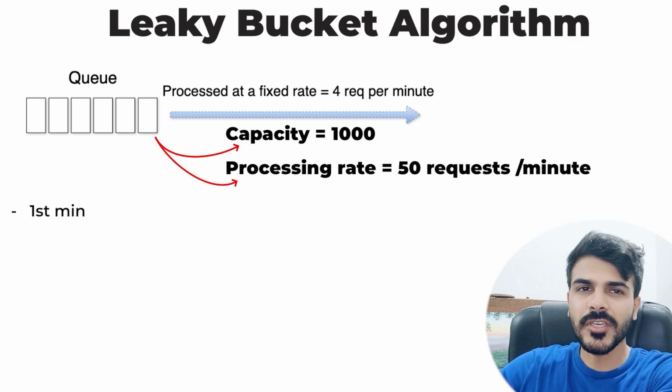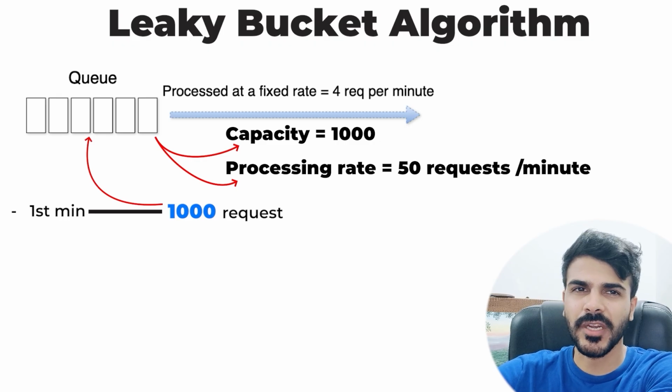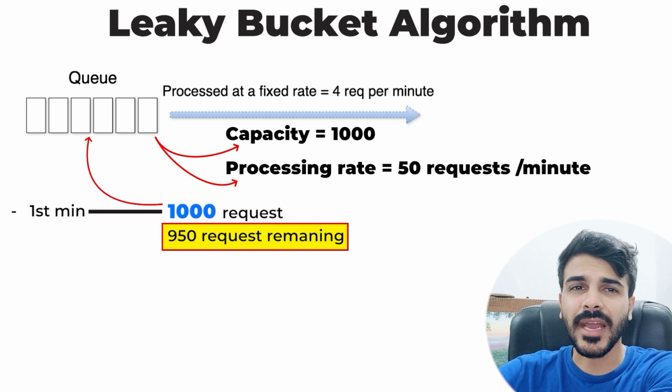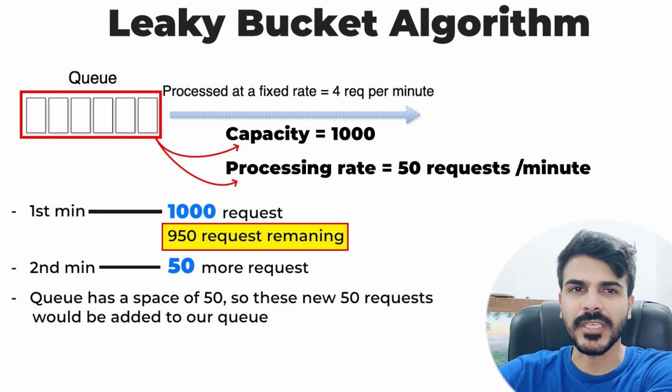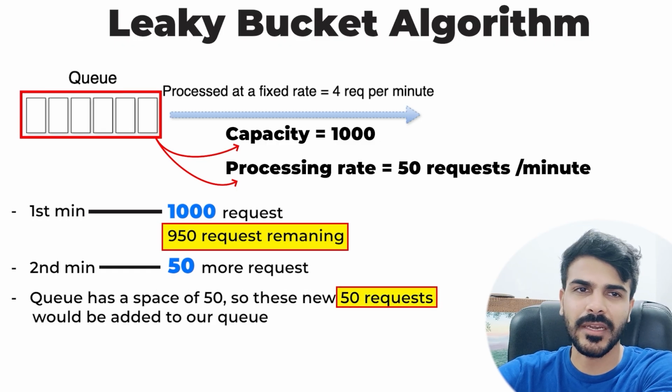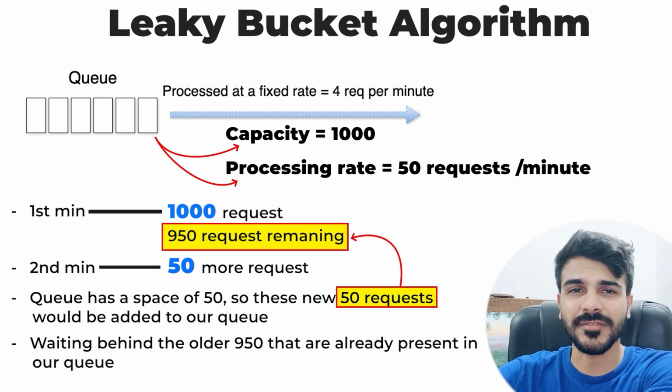Now let's say the first minute we get 1000 requests. Now all these 1000 requests would be added to our queue. The first minute completes and we have processed the 50 requests. So we have 950 requests that are remaining in our queue to be processed. Now let's say in the second minute we have 50 more requests. Now our queue has a space of 50. So these new 50 requests would be added to our queue. But these would be waiting behind the older 950 that are already present in our queue.